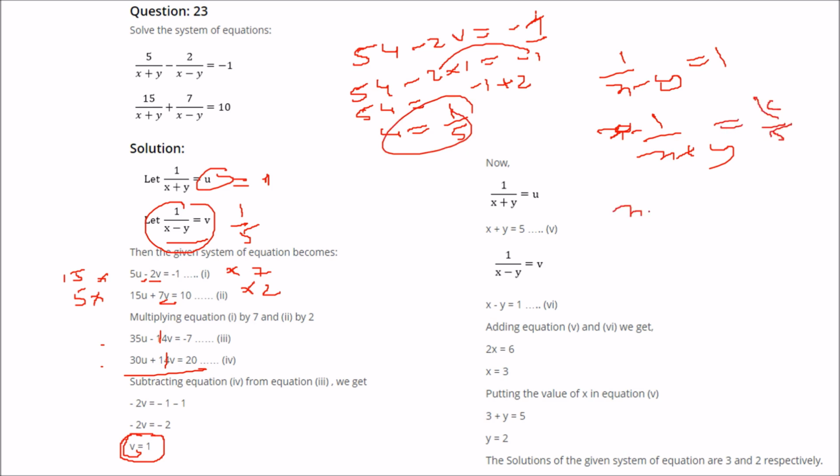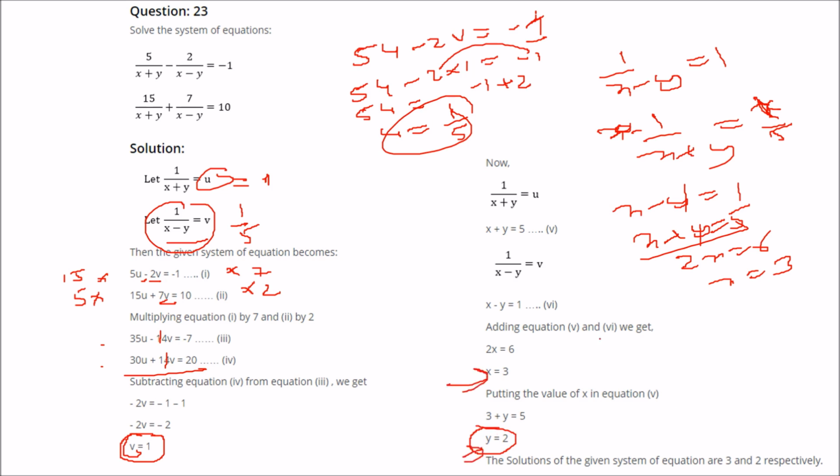So x minus y equal to 1 and x plus y equal to 5. Just add them. 2x will be equal to 6, x will be equal to 3. And now put x in any of these equations, you get y equal to 2. So x is 3, y is 2. So this is how we solve it.